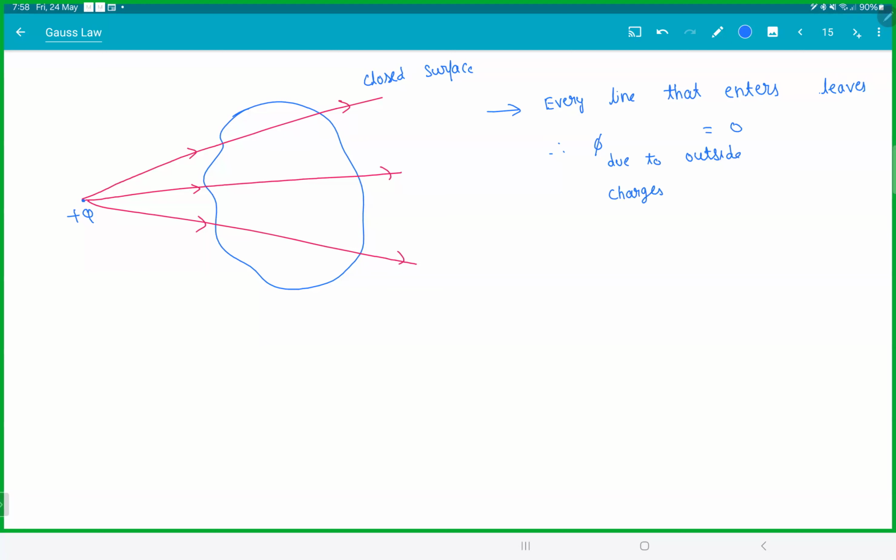Make sense? But let me ask you this. In the exam, they won't ask you this. They'll say like this: flux on the total surface due to outside charges is 0. Okay. If they ask you like this, flux at any point on the surface, is it 0? Or they'll ask: a charge q is placed outside, the flux at any point on the surface is positive, negative, or zero, which is true.